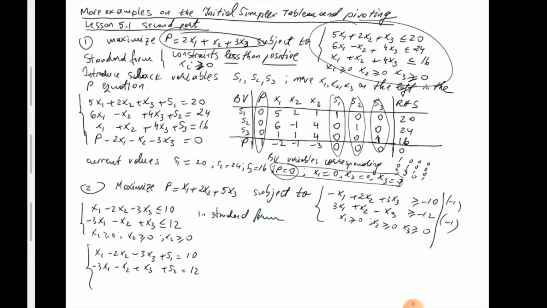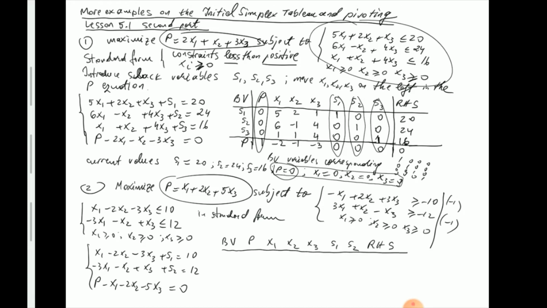And then in the objective function, move x1, x2, x3 to the left side. Now notice that the initial simplex tableau will have only 3 rows, simply because there are only 2 constraints to begin with. And because of that, we have only 2 slack variables. So the number of rows is dictated by the number of constraints. The number of columns is dictated by the number of variables as well.